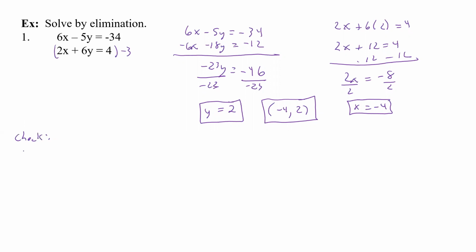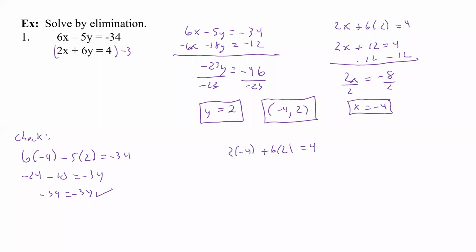And so I'll have 6 times minus 4 minus 5 times 2 equals minus 34. And I also have 2 times negative 4 plus 6 times 2, and that's supposed to equal 4. Well, this is minus 24 minus 10 equals minus 34. Well, minus 34 equals minus 34. So it checks in the first equation.